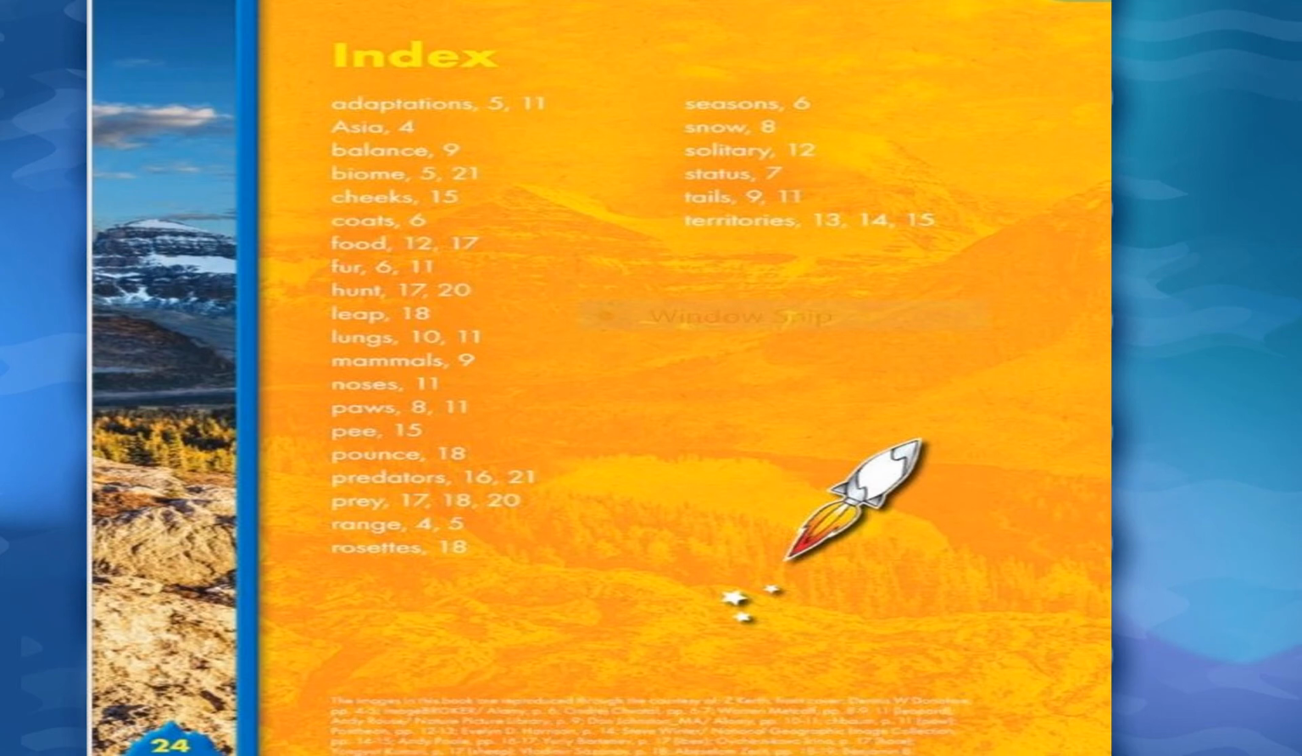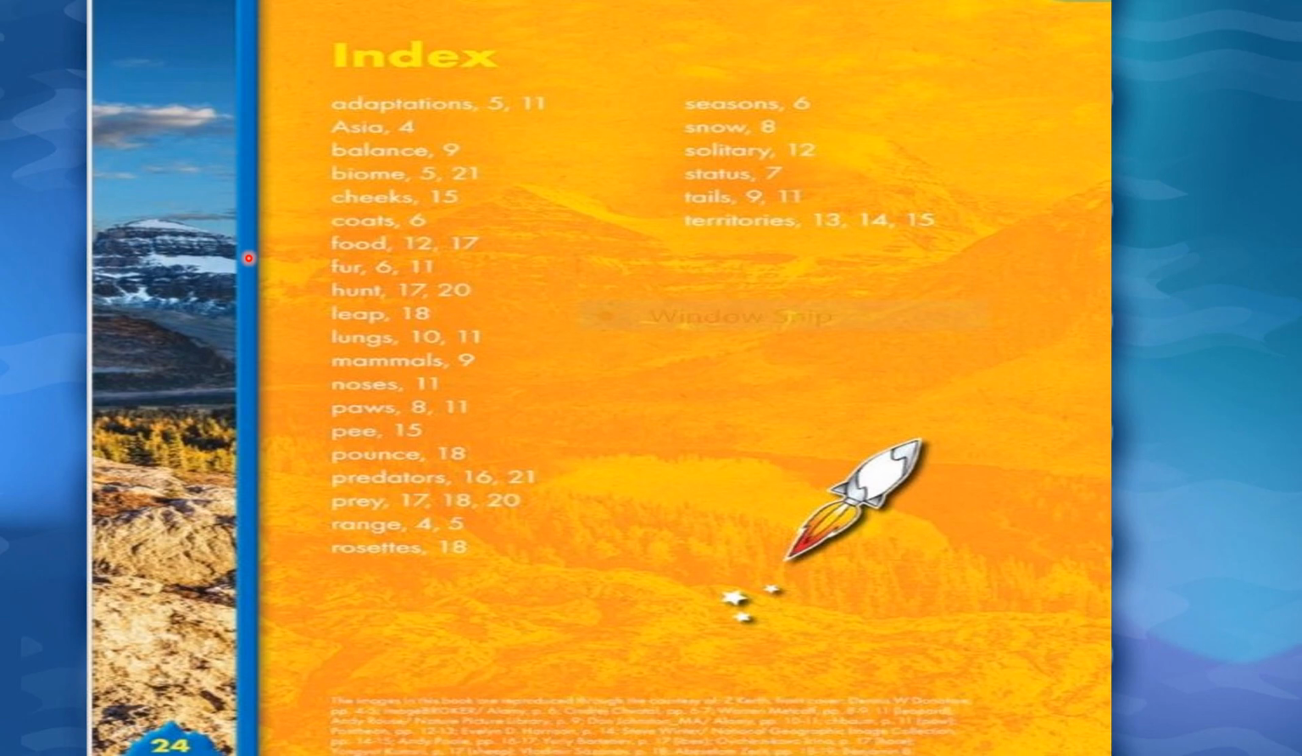So for example, here is the index. Let's say, for example, I wanted to find out about the snow leopard's prey. So I'm going to look for prey. So I don't have to read the entire informational text. I can just go to pages 17, 18, and 20 to find out information on prey. If I wanted to find out information on the snow leopard's food, I'll go and find food, and then I can go read pages 12 and 17 to find out more information on food.